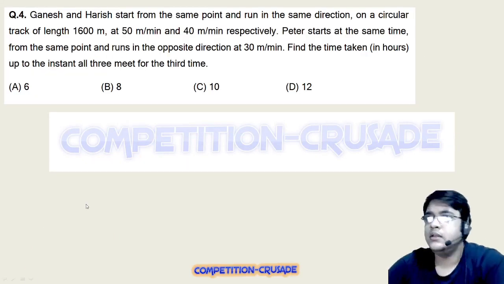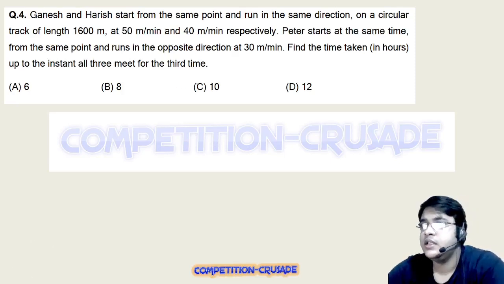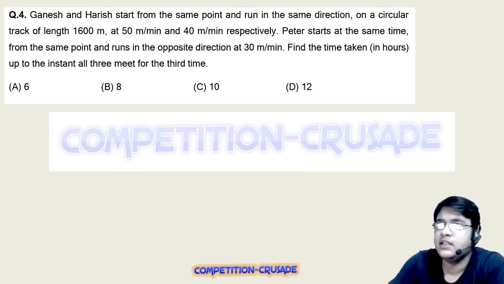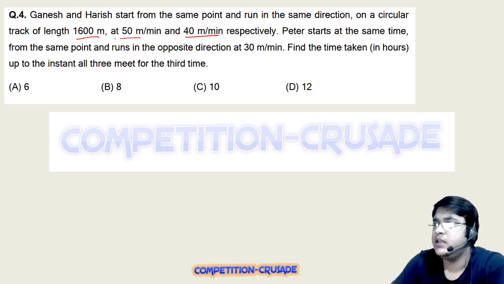All right, this is a TSD question. Ganesh and Harish start from the same point and run in the same direction on a circular track of length 1600 meters at 50 meters per minute and 40 meters per minute respectively. Peter starts at the same time from the same point and runs in the opposite direction at 30 meters per minute. Find the time taken in hours up to the instant all three meet for the third time.